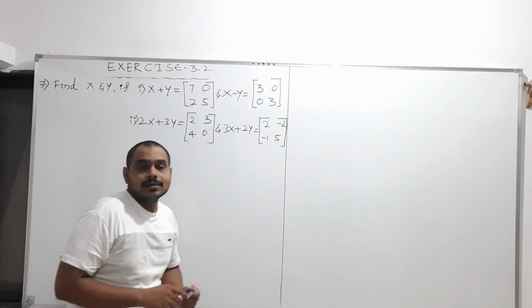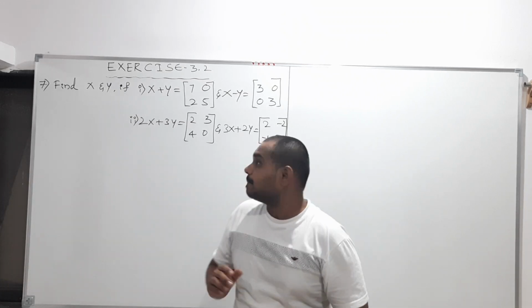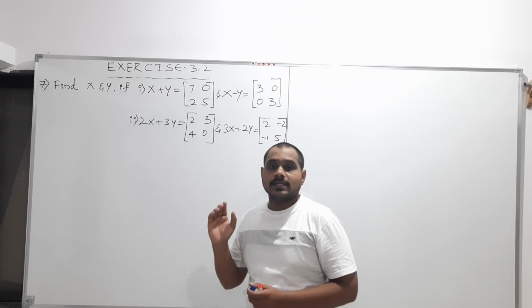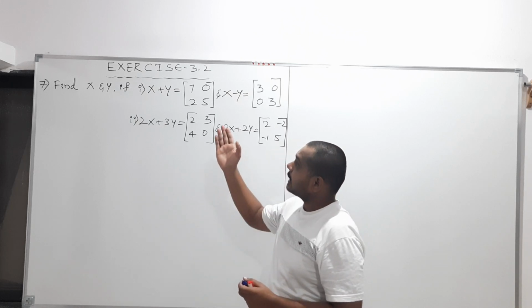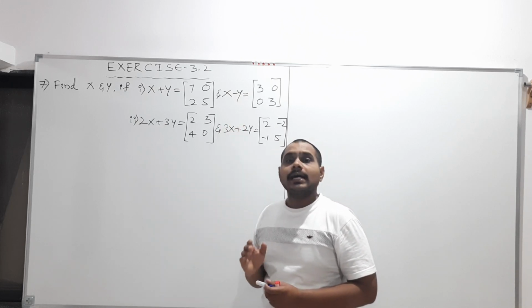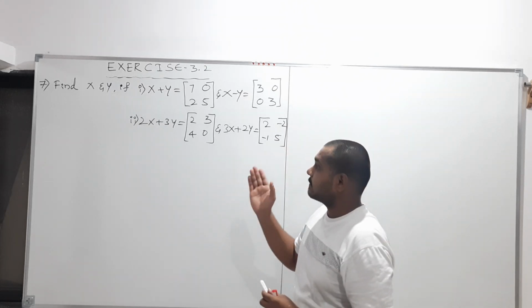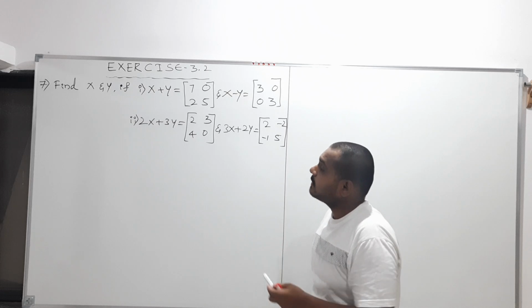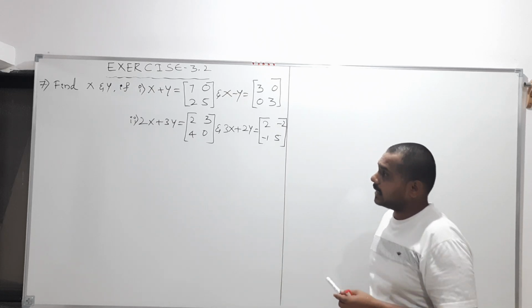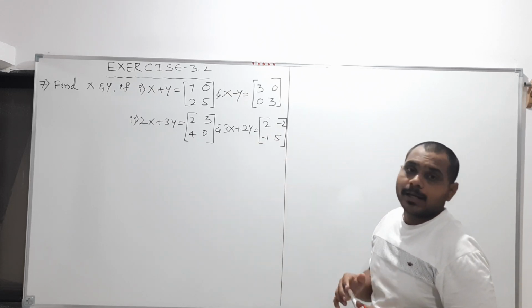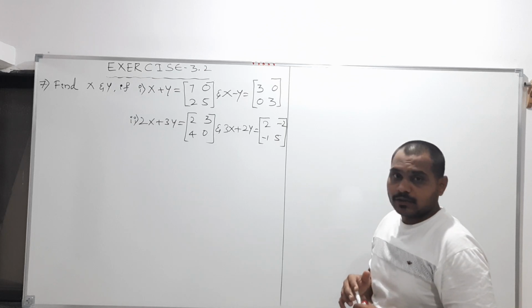Hi my dear students, in the previous videos we discussed questions 4, 5, 6 of exercise 3.2 of your NCERT textbook. In today's class I am going to discuss the 7th question. The 7th question given to you is: find x and y. You should find the x and y values.